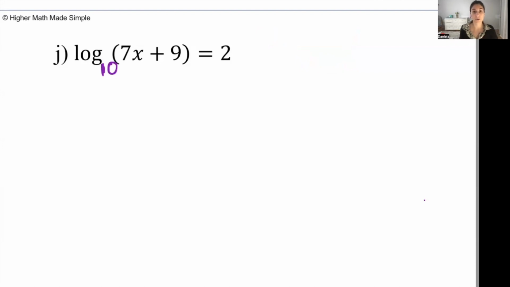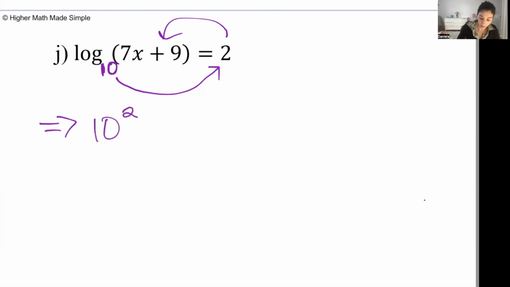So how do you convert it to exponential? I like to think of it as a circle. That's going to be the little number to that power is equal to the inside of the log. So this is the same thing as saying 10 to the second power is equal to 7x plus 9.